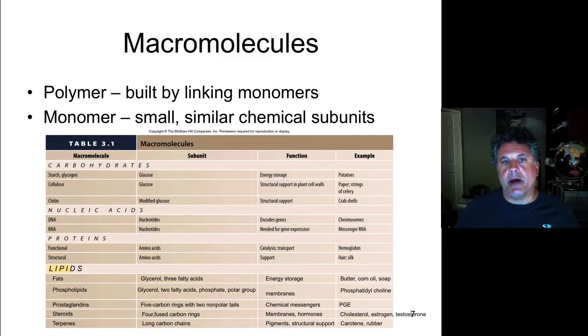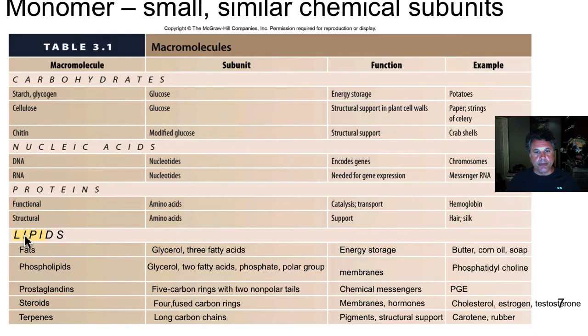Now we can begin talking about the four major classes of macromolecules found in biological systems. And they are the carbohydrates, the nucleic acids, the proteins, and the lipids, or fats. No, let's call them lipids actually, because fats are a subclass of lipids. So we have carbohydrates, nucleic acids, proteins, and lipids. We can talk about how these polymers are built up, what subunits are involved, that is, what monomers are linked together to form these various macromolecules.